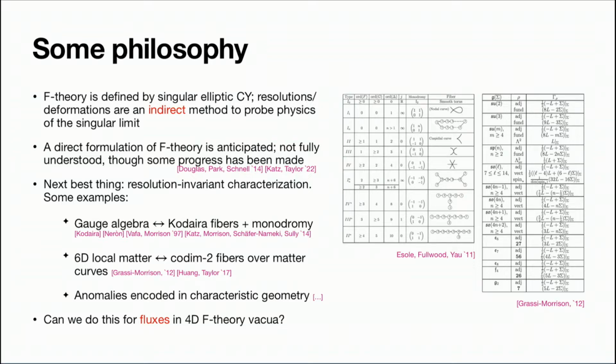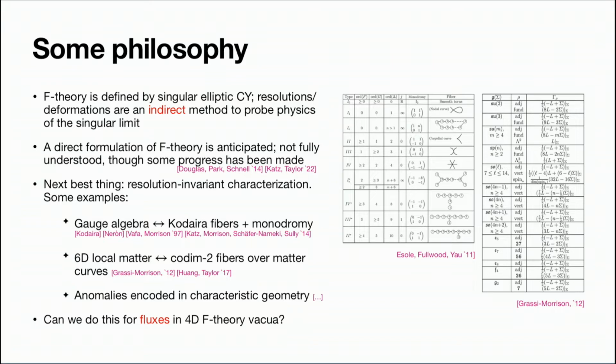In principle, ideally, one would like a more direct formulation of F-theory directly at the singular limit, in terms of a singular type IIB or F-theoretic background, or you can view this as type IIB with 7-branes. Unfortunately, a direct formulation, while being anticipated, isn't fully understood, although there's some very interesting progress that's been made, and I should maybe draw your attention to a paper that just came out a couple of days ago on the arXiv.